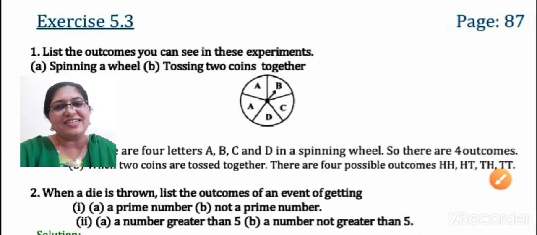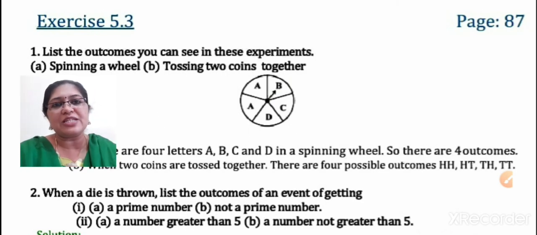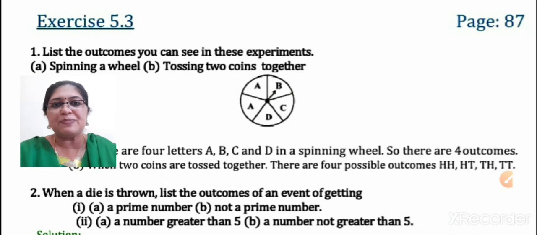Hi children, let us see exercise 5.3. It is about probability. The first question: list the outcomes you can see in these experiments. What is the first experiment? Spinning a wheel. A wheel is given here in the picture, with an arrow pointing to B, and A, B, C, D are marked.